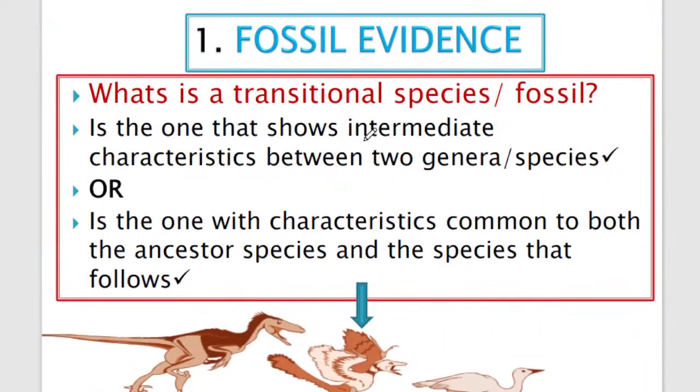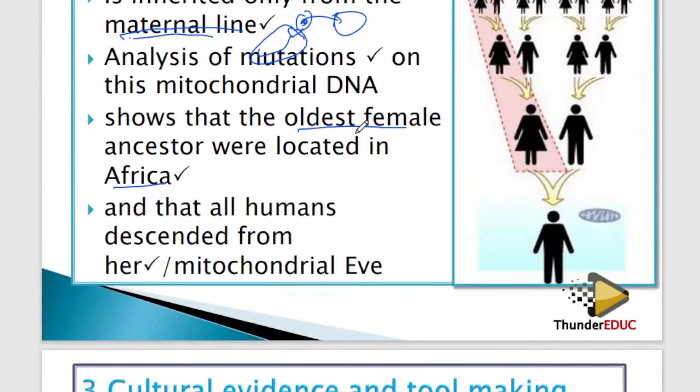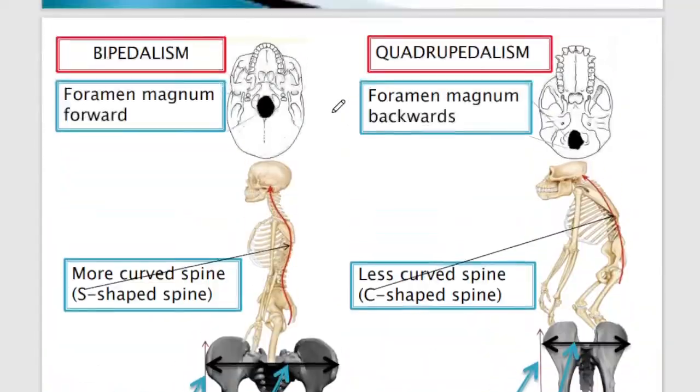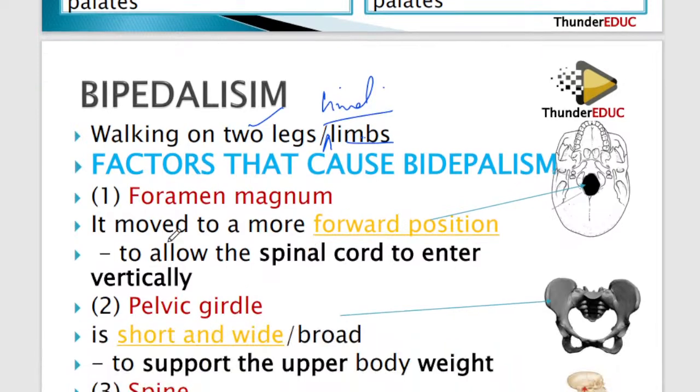We said that if you are using the limbs, it must have this word hind. Because when you just say walking on 2 limbs, we don't mark you right. Walking on 2 legs, yes, that's fine, but when you use the word limbs, you must add the word hind limbs. Walking on 2 hind limbs.